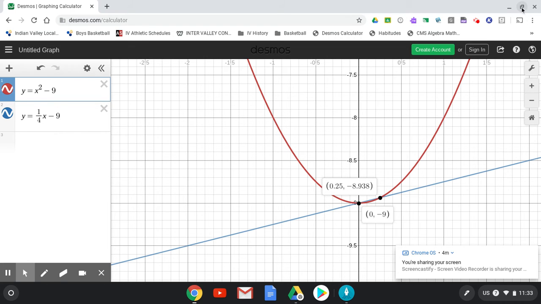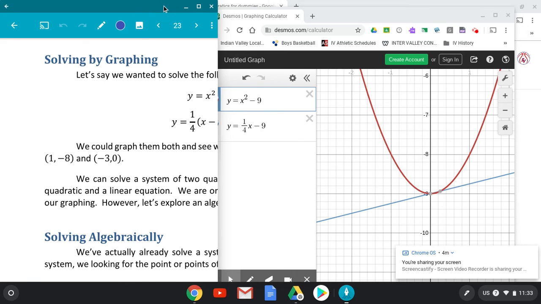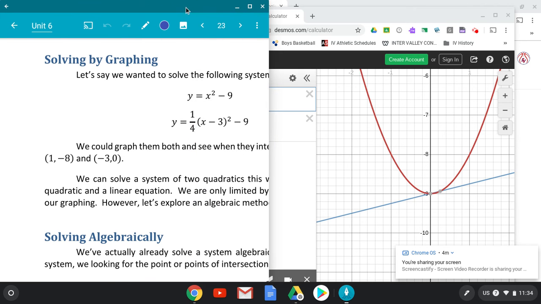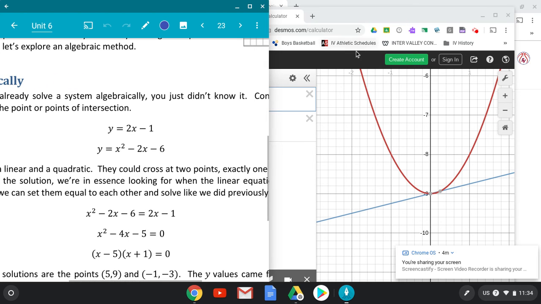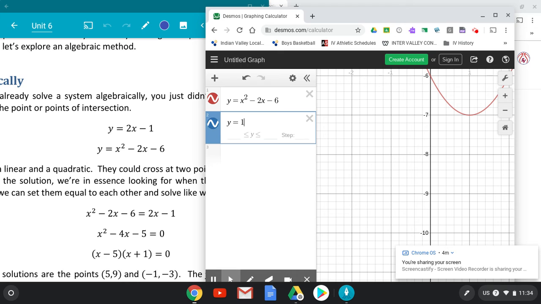So let's do one more out of your book. Your book also talks about solving it algebraically. And while we can do that, I'm not going to focus on that because this is Unit 6, and in Unit 6, we are talking about how to use Desmos. So the next question here is y equals x squared minus 2x minus 6. There's one equation. And the other one is y equals 2x minus 1. See how they use a linear equation as well.